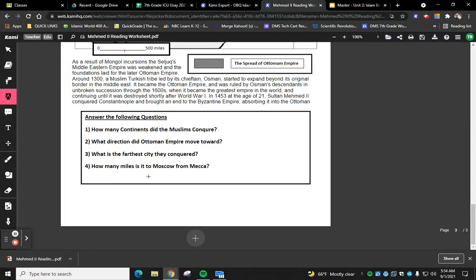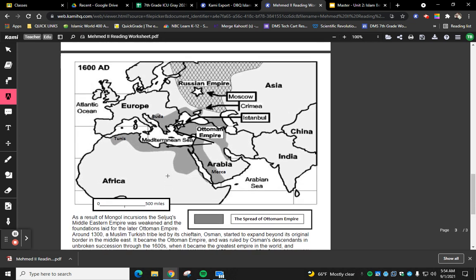And then number 4, how many miles is it from Moscow to Mecca? All right, so for that one, Mecca is here, Moscow is here. Your best bet is to use a pencil or a piece of paper, something that you can measure this with and also compare it to the bar here, because this is an estimator. If something is this length on the map, it's about 500 miles. So you want to see how many miles it is from Moscow to Mecca. You're going to want to use a pencil or something to measure.